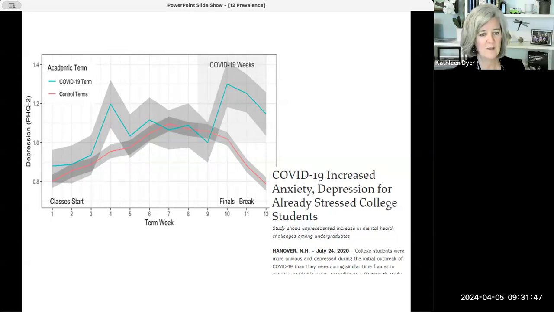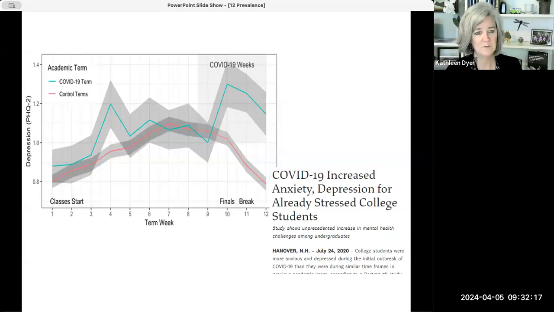But look at the gray bar around that red line. It's pretty narrow, meaning there's not a lot of variability from student to student in how much anxiety and depression there are. All of them are having a similar experience where their anxiety and depression is low at the beginning of the semester. It increases and increases and increases as they go through the semester, and then it drops off after finals. And most college students are sharing a very similar experience.